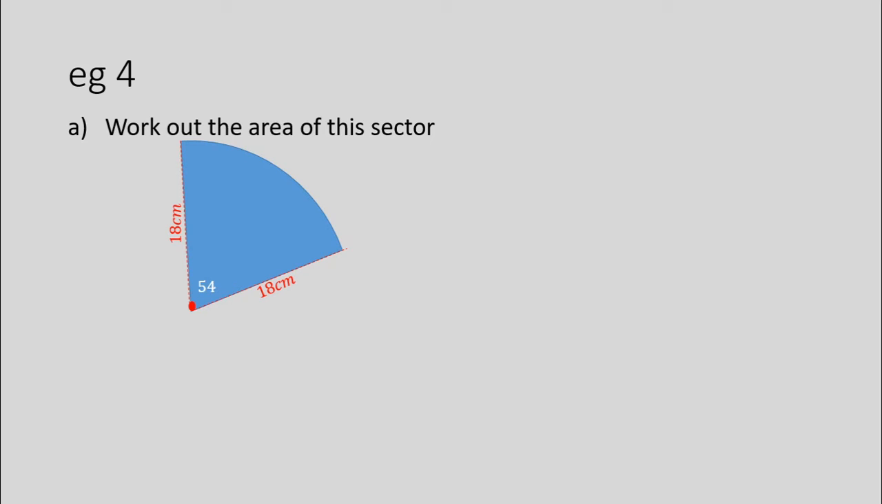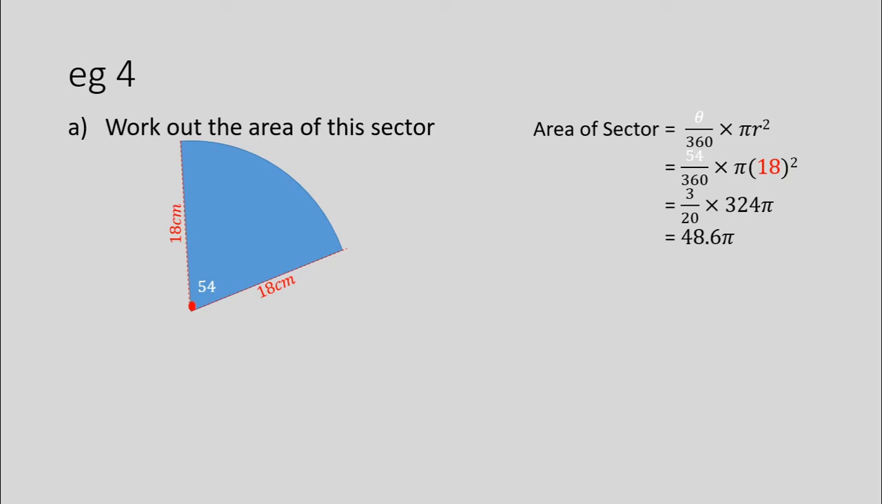Example 4. Work out the area of this sector. Okay, nothing new. Let's start with the formula. We know the angle at the center, and we know the radius. So some fraction of the area of the circle becomes 54 over 360 of the area of pi r squared. r is 18, pi times 18 squared. Now this can be easily simplified. The fraction simplifies to 3 over 20, and 18 squared becomes 324. Now just going ahead and multiplying that through, 3 over 20 times 324 is 48.6.